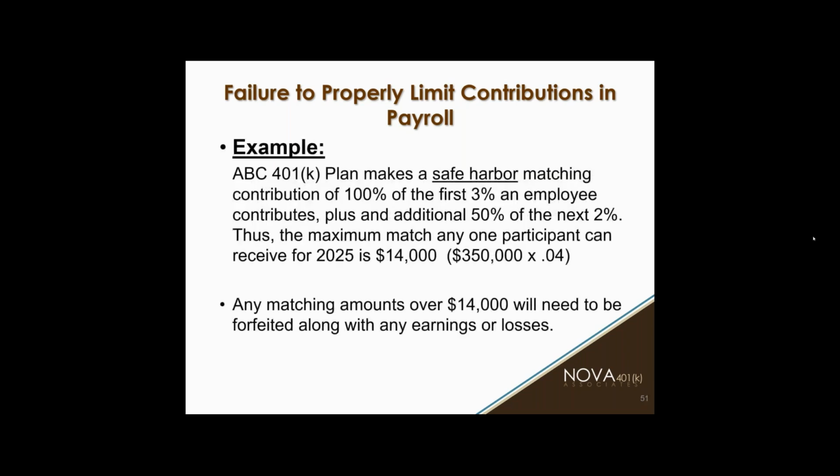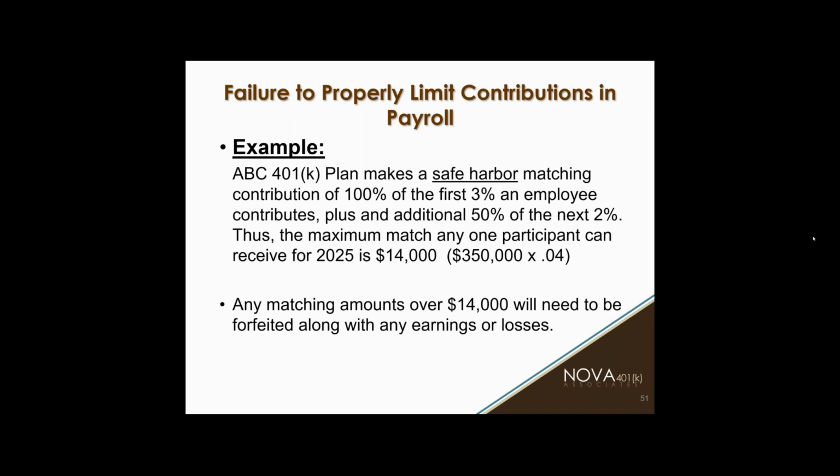We probably have quite a few plans that make what we call a safe harbor matching contribution, and that has a very specific formula. So 100% of the first 3% that somebody contributes plus 50% of the next 2. If you just do the math, that formula caps out at 4% of pay. So the most any person with a basic safe harbor matching formula like that can receive in any year, in this year, is $14,000. That's the limit, and we arrive at that by taking 4% of $350,000.